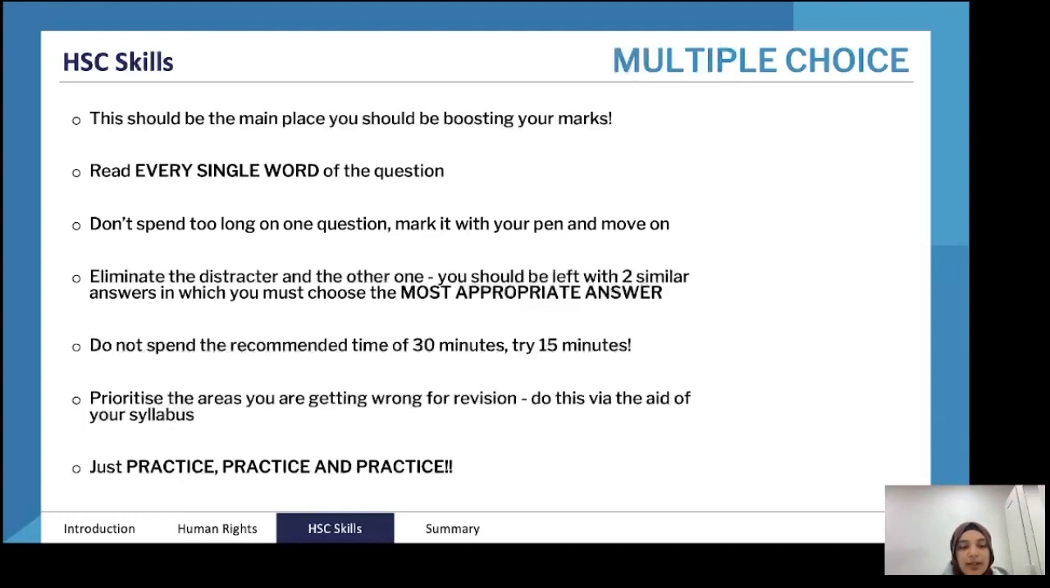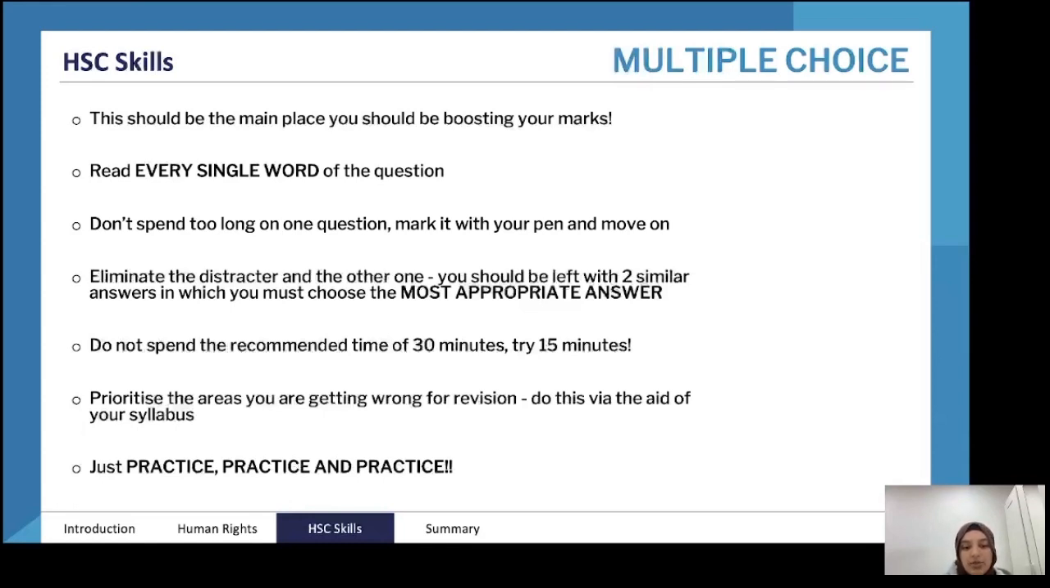Next up, do not spend the recommended time of 30 minutes. Every student differs, but I would suggest to see if you can do it in a shorter amount of time, because 30 minutes, personally, and from what I've heard from other students, is a lot of time to be spending on the multiple choice. So try to do it in a shorter period of time and see your accuracy rate as well. If that ends up working for you, I would highly recommend trying to cut down the time there, and then you can dedicate that time to other sections where you feel like you need more time.